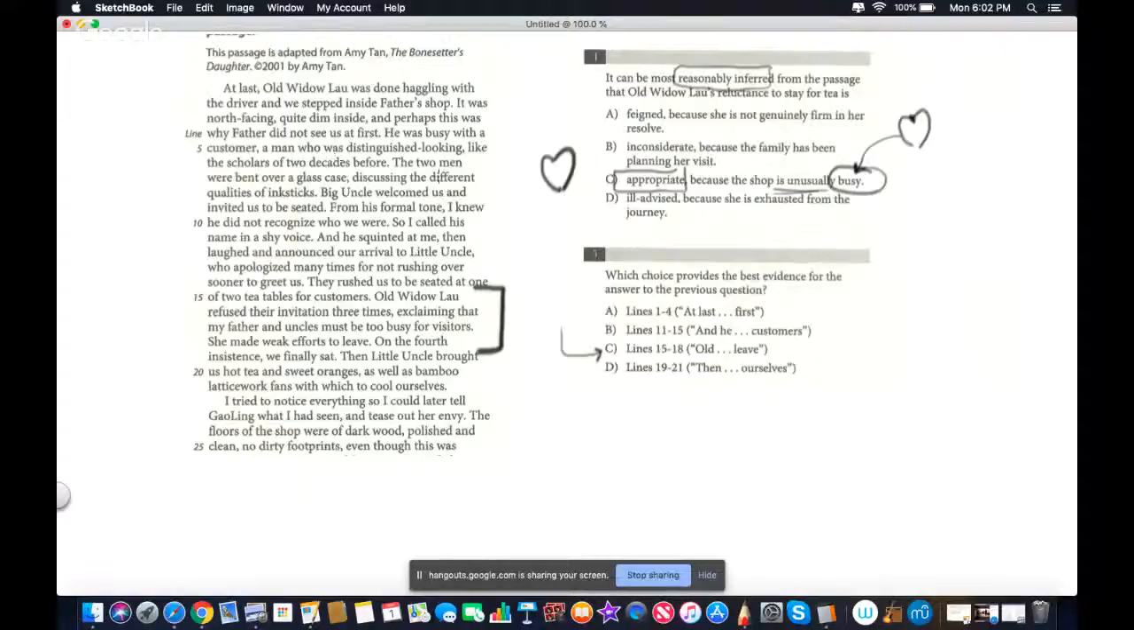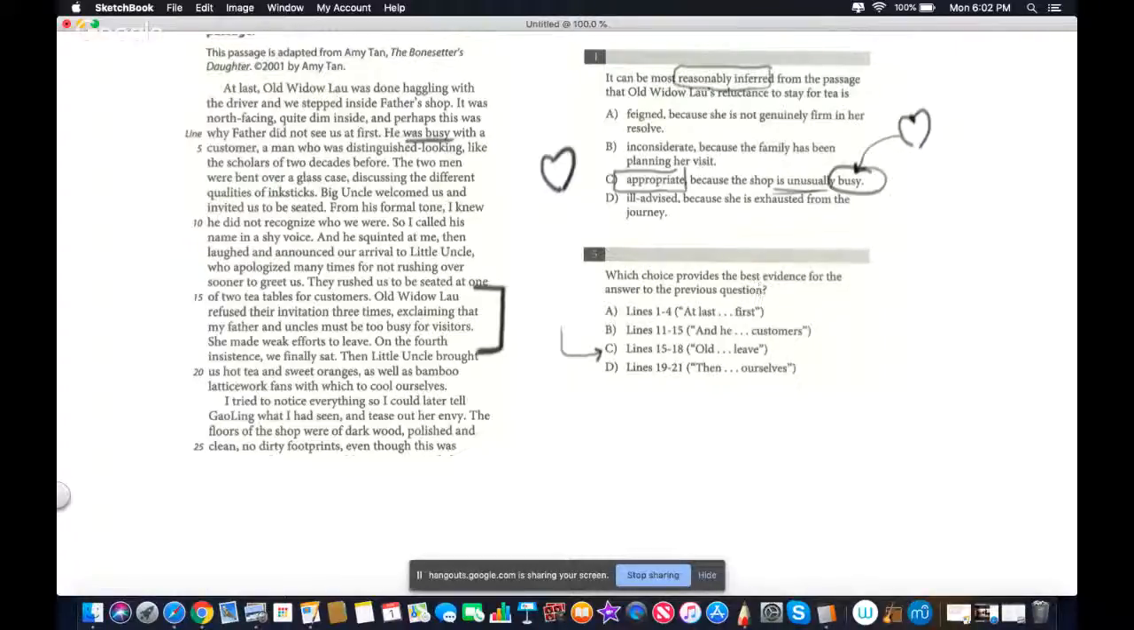Now, it does say earlier that the uncle was busy. I believe it says somewhere up here. Yeah, he was busy with a customer. But does that say that's unusual? Is there any evidence that that's unusual? If not, don't be so quick to pick this answer.